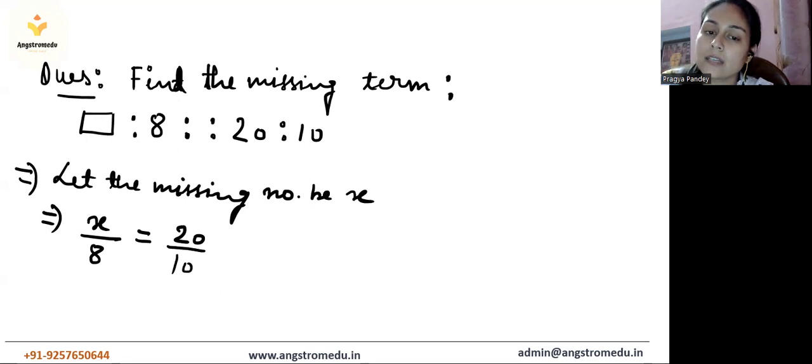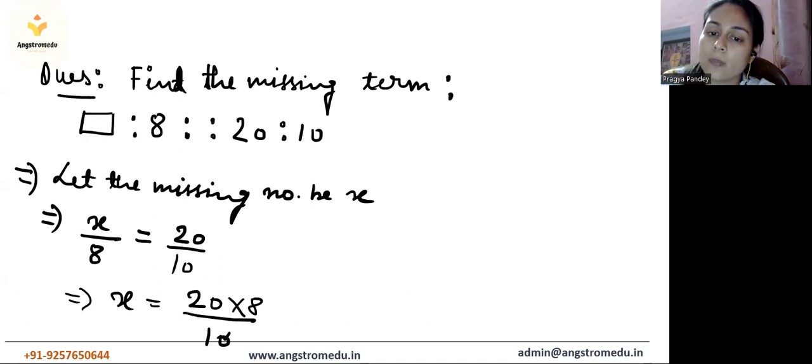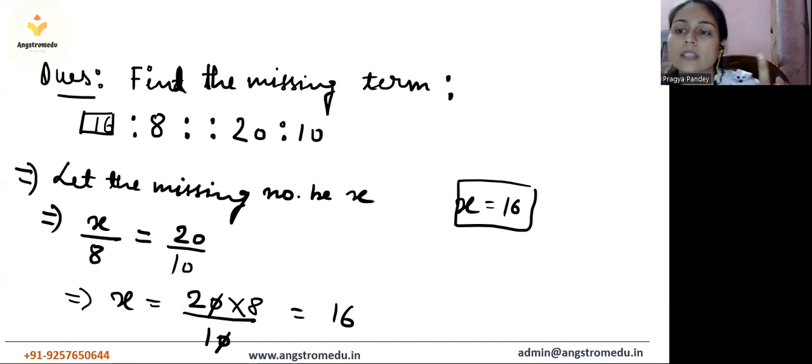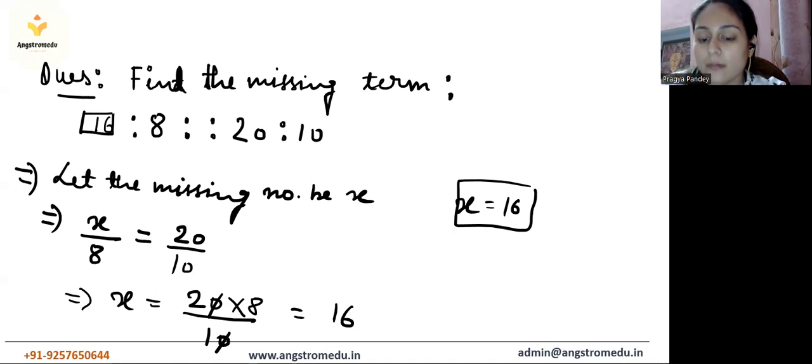Okay, so this 8 will come to this side. We are just doing cross multiplication, nothing complex. 20 into 8 upon 10. If we reduce it, we will get 16. So the desired number is 16. So 16 is to 8 will be equal to 20 is to 10, or they are in proportion. Okay. So this is the thing which we are supposed to do. I hope this is clear. Moving on to some other type of questions.